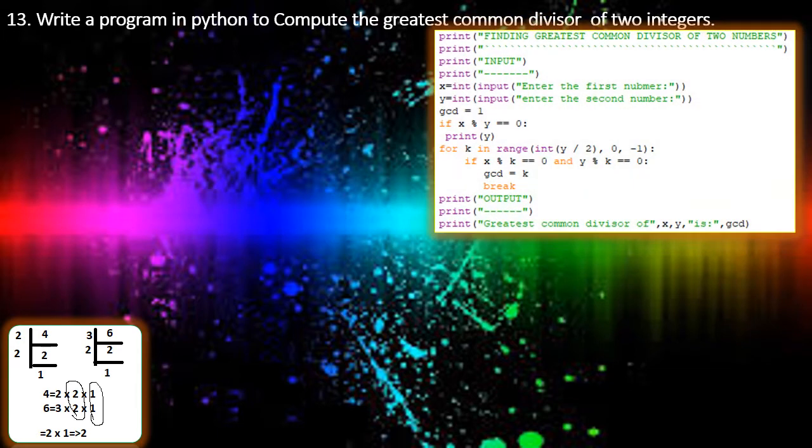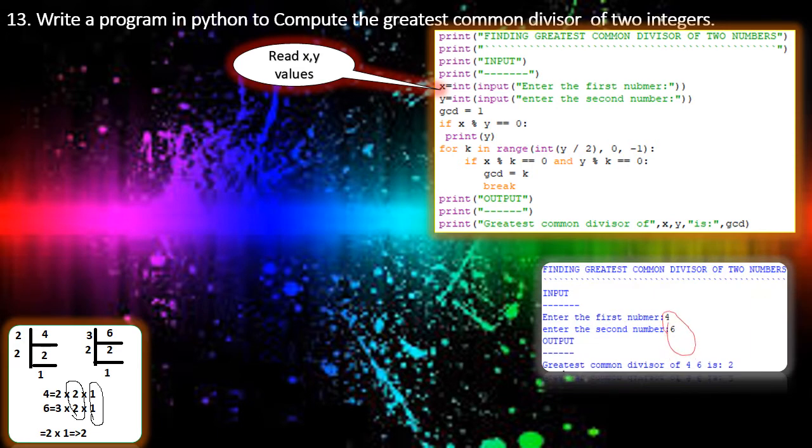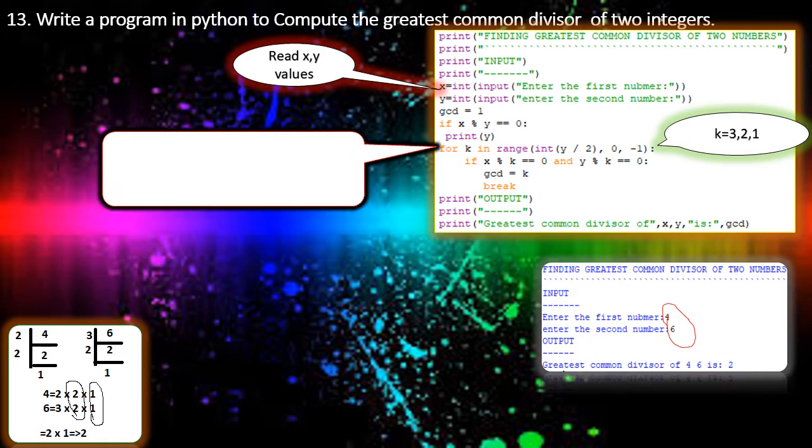So how do we implement this in a program? Let's see. We need two values because we are going to find the common divisor of the two values. The x value is 4 and the y value is 6, and the GCD, greatest common divisor, is initially assigned 1. Next we are checking if x modulus y, that means 4 modulus 6, is equal to 0, then it will print the y, but here it is not modulus 0. So next the k value will be taken.